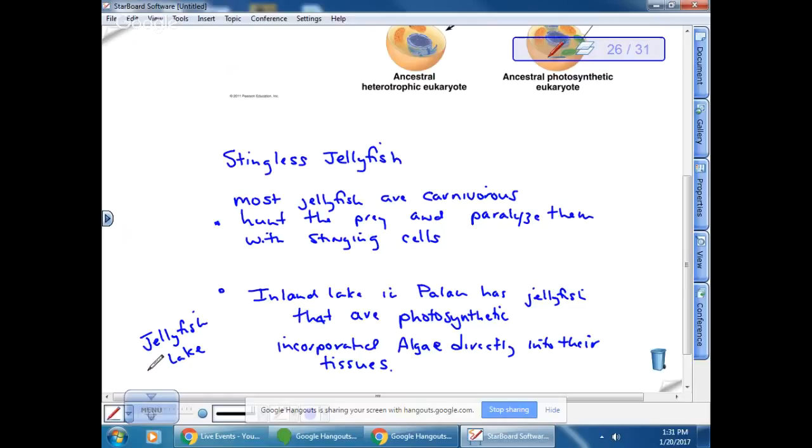So this idea of acquiring a foreign trait, right? Acquiring the ability to become photosynthetic. The ancestors to the stingless jellyfish did not have the ability to photosynthesize, but they acquired it by acquiring algae. And so that is another example of an acquisition of a foreign trait.